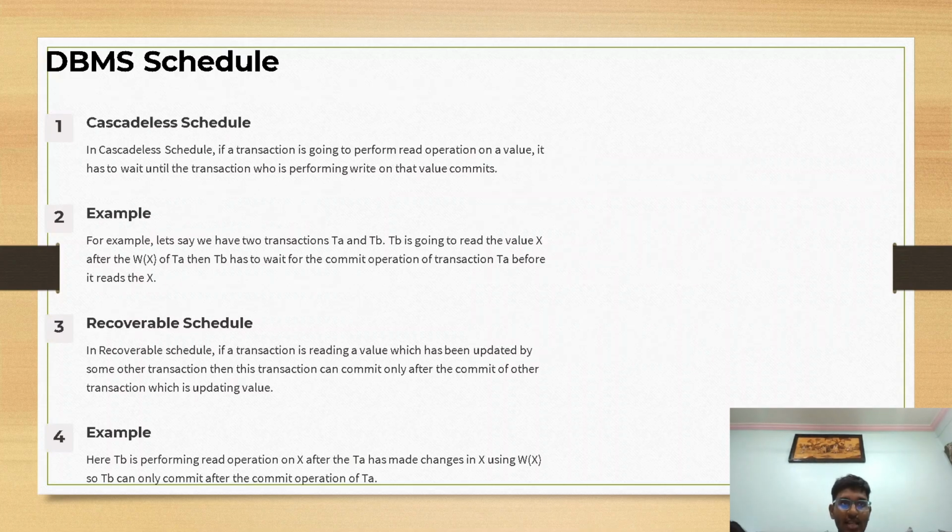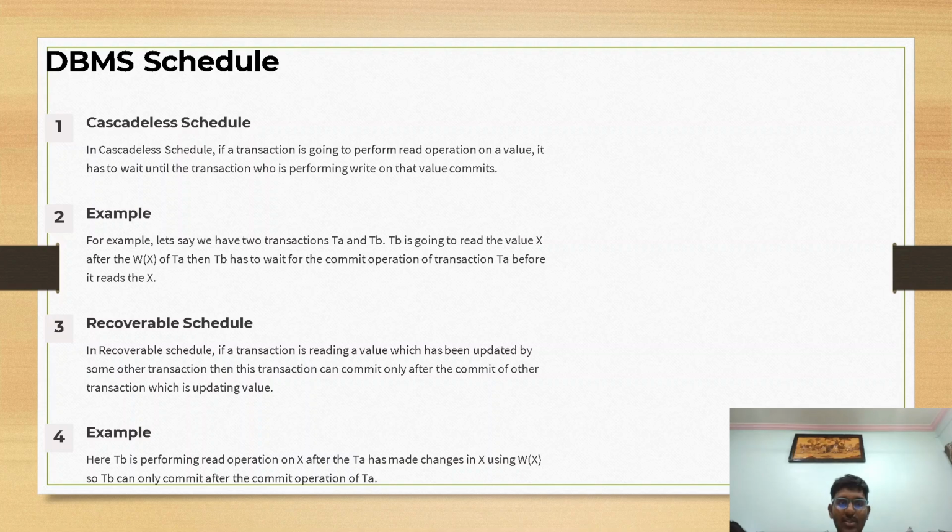Now, the cascadeless schedule. In a cascadeless schedule, if a transaction is going to perform a read operation on a value, it has to wait until the transaction that is performing the write on that value commits. For example, let's say we have two transactions TA and TB. TB is going to read the value X after the W of X of TA. Then TB has to wait for the commit operation of transaction TA before it reads the X.